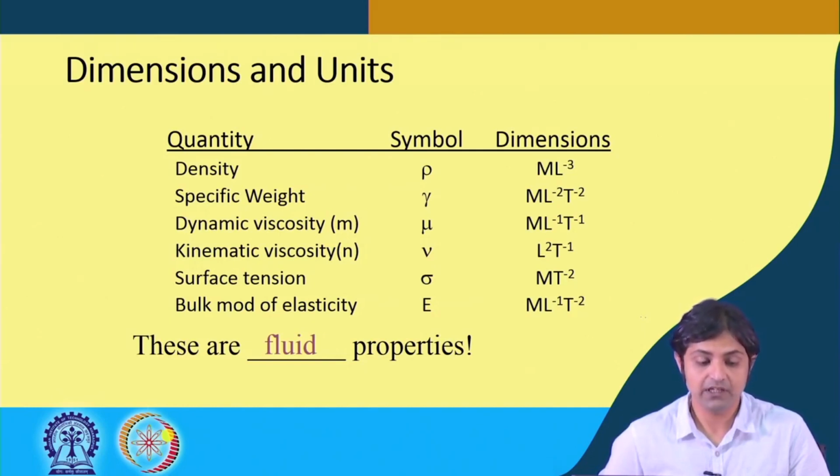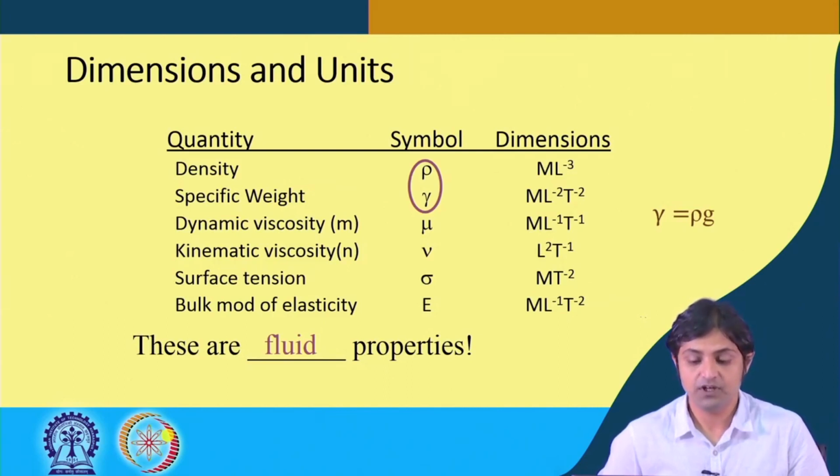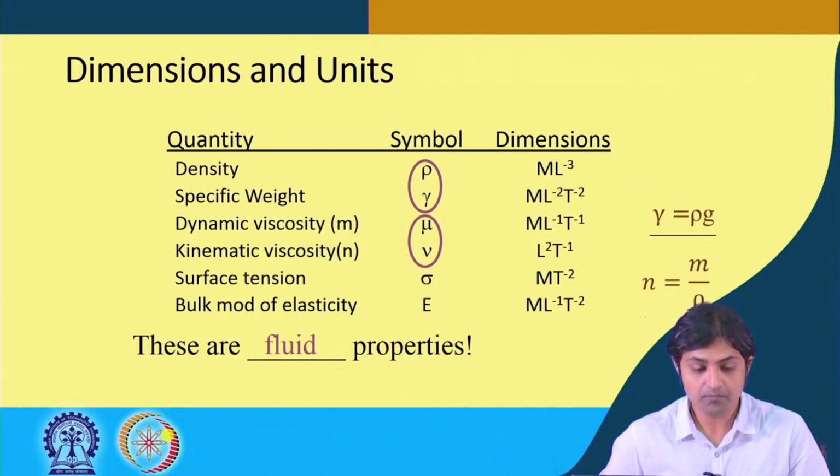As I was telling you, I am going to tell what specific weight is. So specific weight can be related to the density by this equation. Specific weight is rho into g. And similarly we can relate kinematic viscosity and dynamic viscosity through density again. So nu here is kinematic viscosity, mu is dynamic viscosity, as can be seen in the slide. So nu is mu by rho.